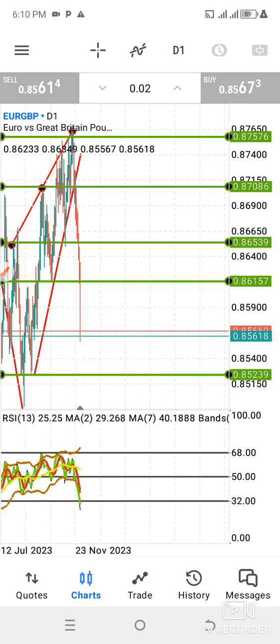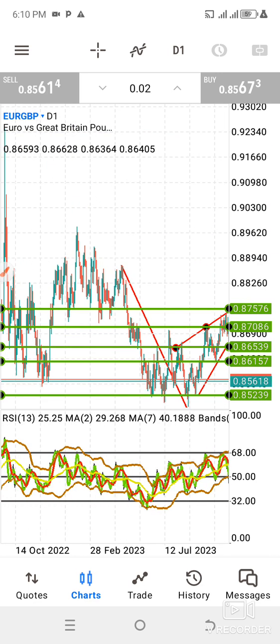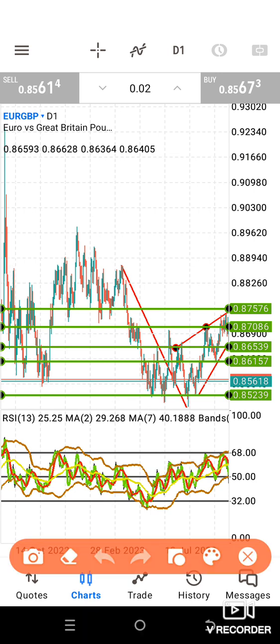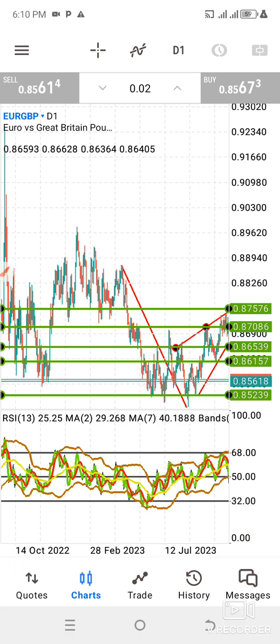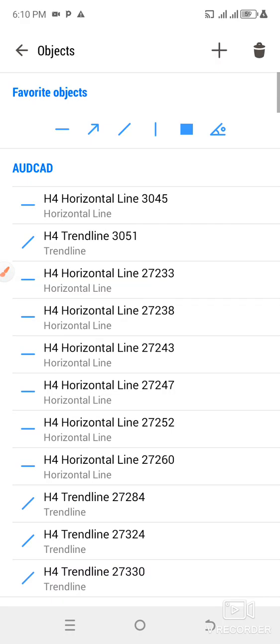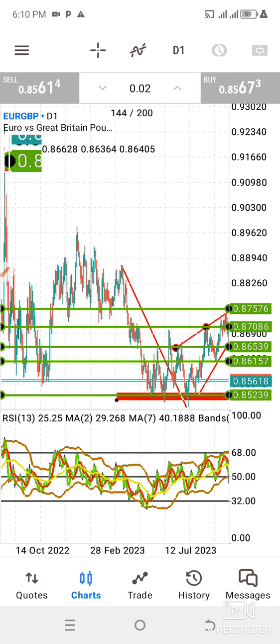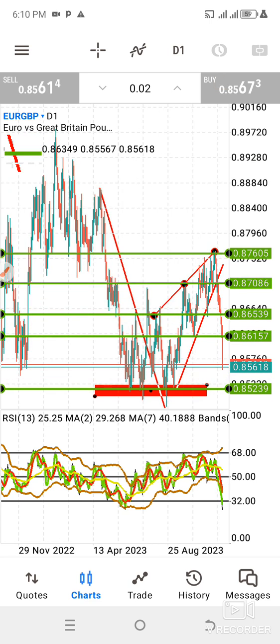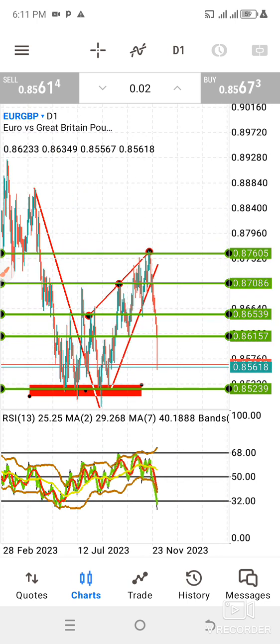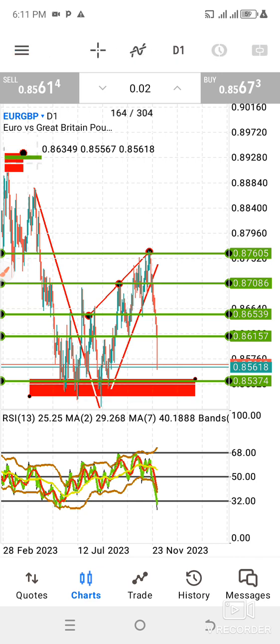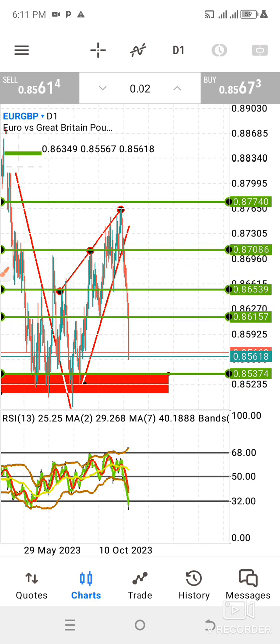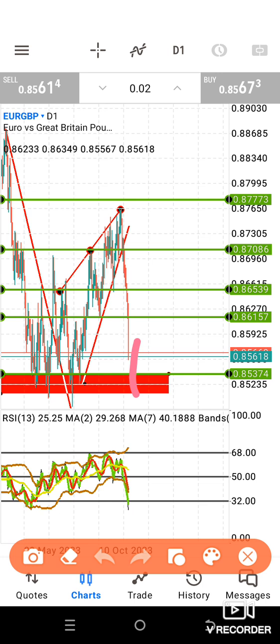If I zoom in on the chart, you see that we have multiple consolidations at this point, which is our support. I draw this red line here. This is our overall support. Now what are we looking out for? We are looking out for the current market to get to this level. It must get to this level.